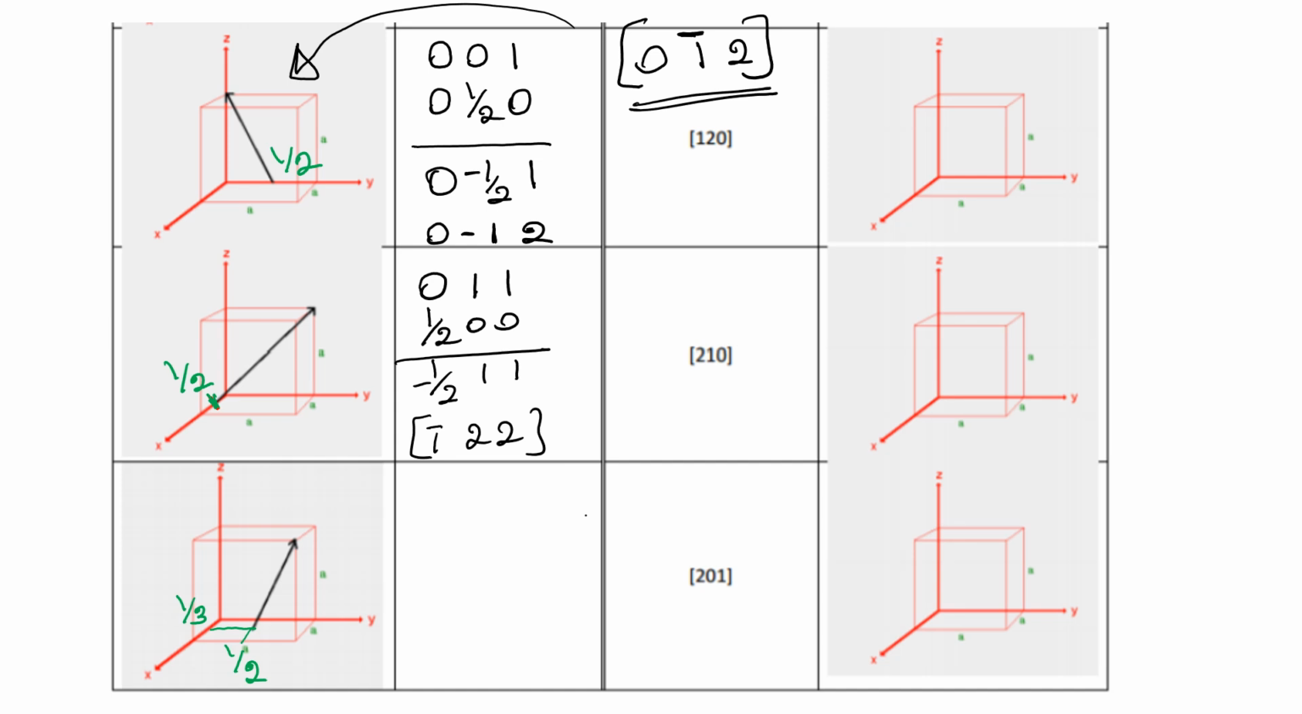Next one, what is the end point? 1, 1, 1, isn't it? This is your end point. It is 1, 1, 1. And what is the start point? 1/3, 1/2, and 0. So when you do end minus start, it will be 2/3, 1/2, and 1. Yes. So how do you get rid of the denominator this time? Multiply by 6. So this will be 4, 3, and 6. Am I right? Is that right? Any question?